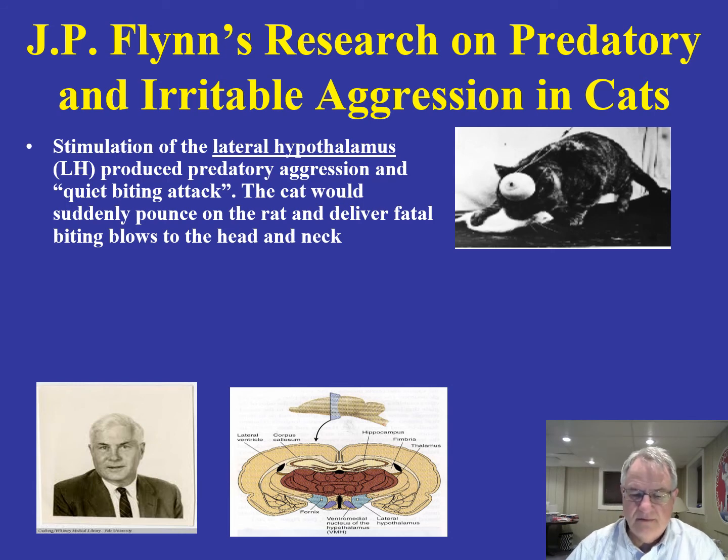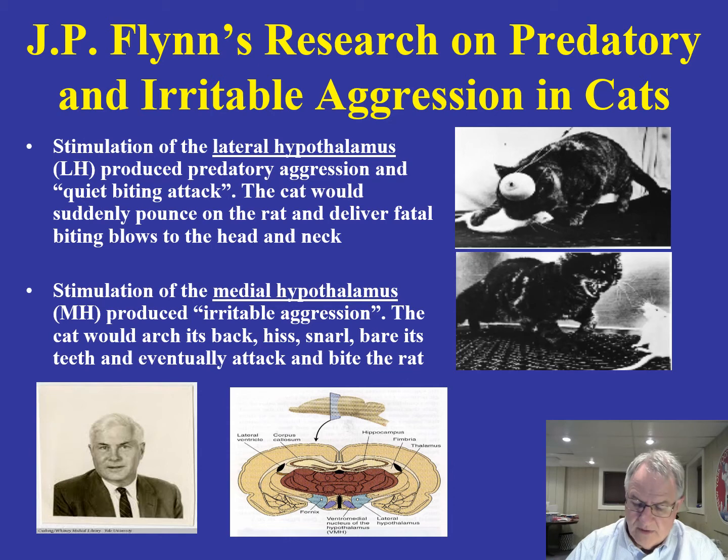Flynn conducted another study where this time he stimulated the medial hypothalamus and produced a very different type of aggression, one that he labeled irritable aggression. The cat now is arching its back and hissing. Again, there's a rat in the cage. It bares its teeth and then it attacks and bites the rat. So again, two different types of aggression depending upon the part of the brain being stimulated with electrical stimulation, the lateral hypothalamus and the medial hypothalamus.